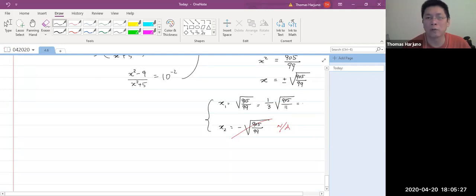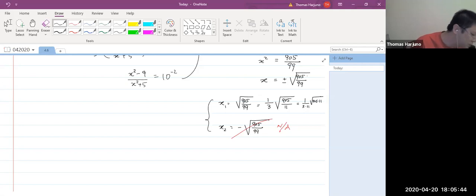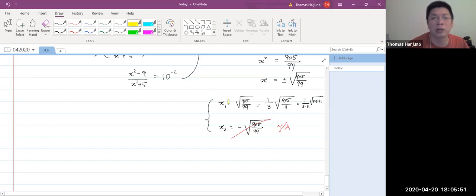That's 1 over 3 times 11 square root of 905 times 11. That's to rationalize the denominator. I think our textbook writes the answer only like this, and then they use a calculator. But in my class, of course, I need you to rationalize the denominator.